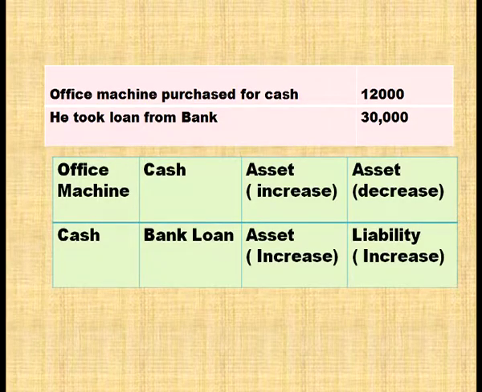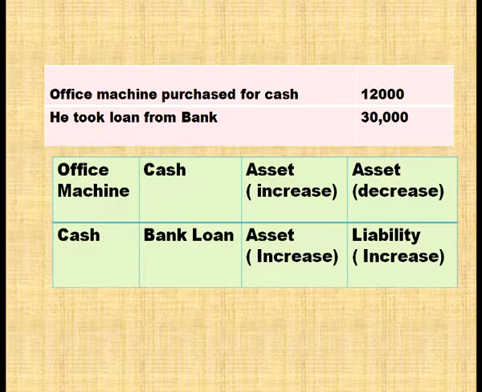Took loan from bank, rupees 30,000. Taking a loan means cash is coming inside the business. Cash and bank loan are the affected accounts. Cash is an asset. Rule for asset account, when it is increased, it is debited. So cash account is debited. Bank loan being a liability, it is increased. Rule for liability, when it is increased, it is credited. When it is decreased, it is debited. So cash account and bank loan account are the affected accounts and cash account is debited and bank loan account is credited.